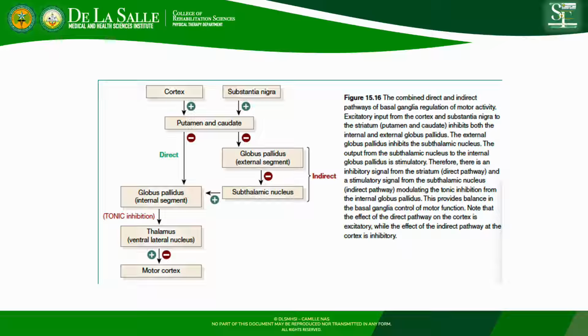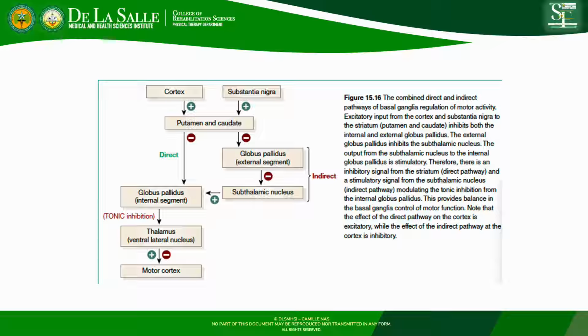Once the substantia nigra excites the striatum, it will therefore inhibit the globus pallidus external. And this is the reason why it's indirect, because it's not directly inhibiting the globus pallidus internal. So once the globus pallidus external is inhibited, it cannot therefore do its function to inhibit the subthalamic nucleus. And the subthalamic nucleus is like a partner in crime of the globus pallidus internal. It stimulates the globus pallidus internal.